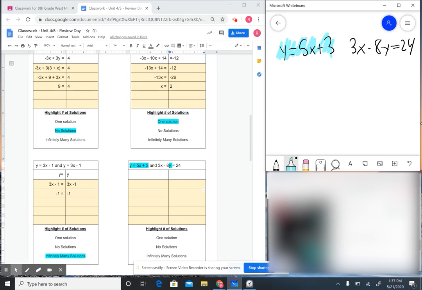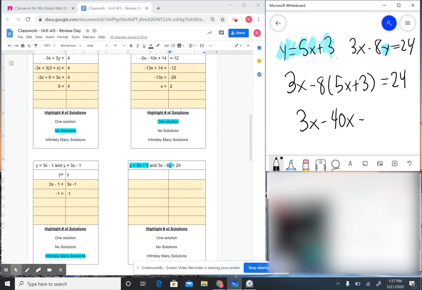So you have one that's in y equals mx plus b, one that's not in that form. So you take the one that is and plug it into the one that's not. So let's do that. So I do the distributive property. Negative 8 times 5 is negative 40x. Negative 8 times plus 3 is negative 24. And then you're going to have equal to 24.